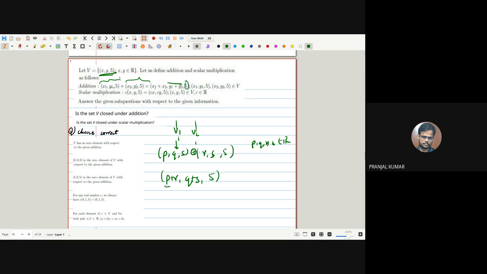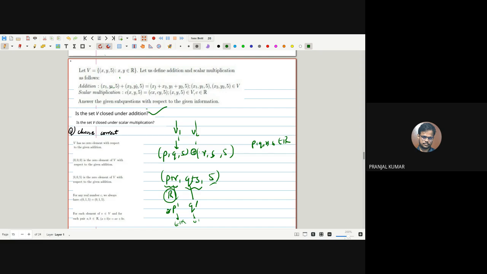Now you know that p and r are real numbers, so p plus r also will be a real number. I can replace it as p dash, and q plus s will also be a real number, so I can replace it as q dash. So this is a real number, this is a real number, and this is 5. You can check that this is satisfying the condition. Both coordinates are real numbers, and the last one is 5. So it is closed under addition. Clear? Yes, I am getting the same kind of element.